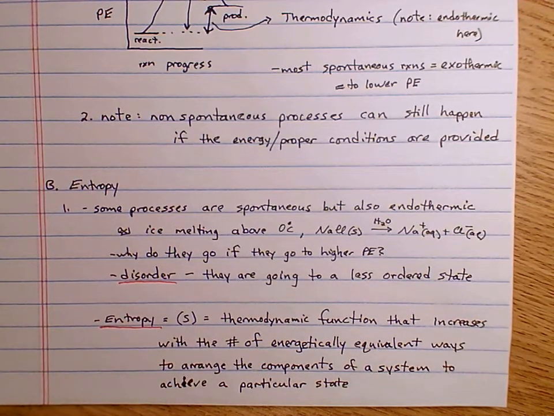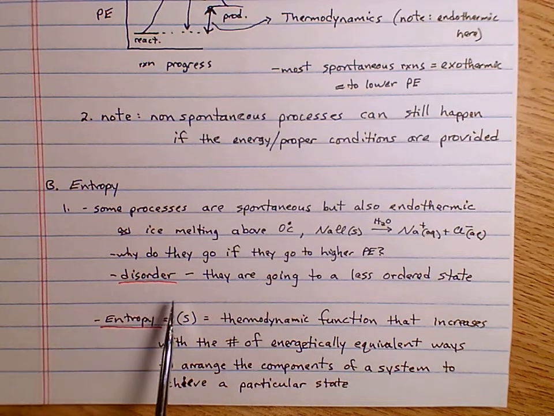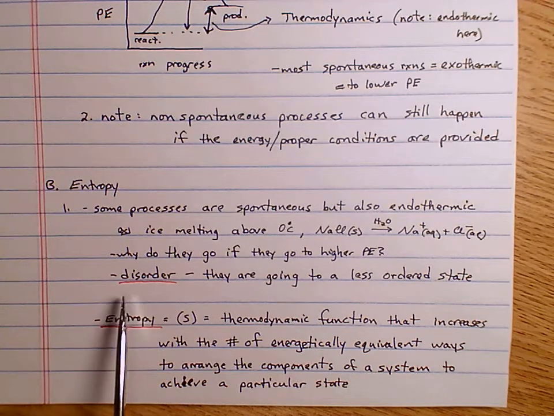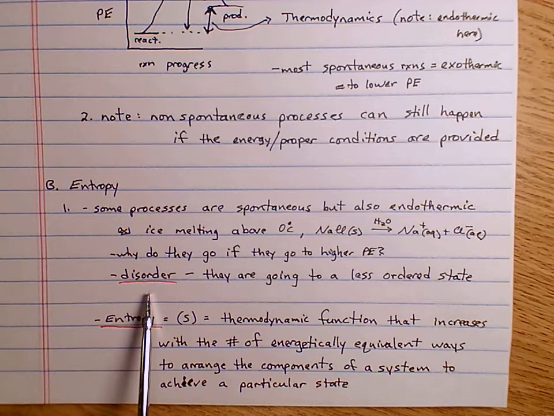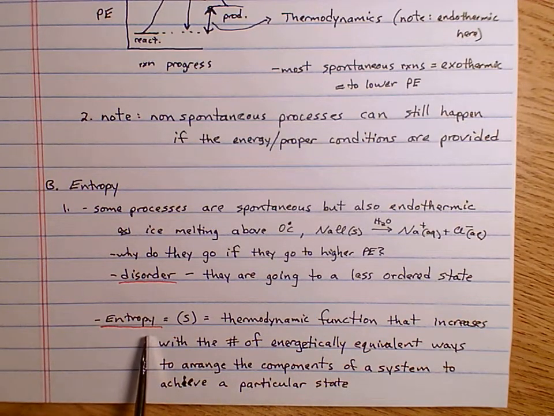Why are they going to go if they don't go to higher potential energy? The answer is disorder. Recall the second law of thermodynamics. Energy likes to dissipate. It wants to spread out. The more disordered your system is, the less order it has, the more spread out that energy is. Our term for this spreading out, for our disorder, is entropy.